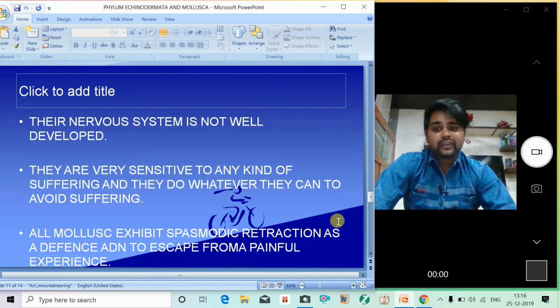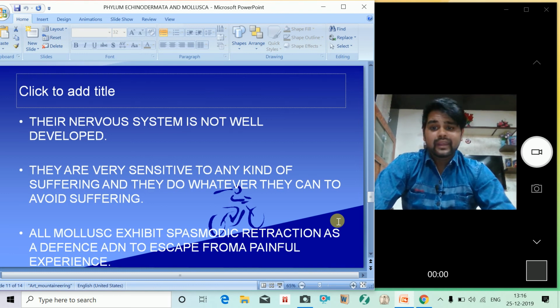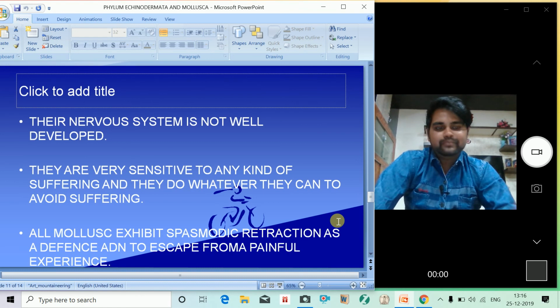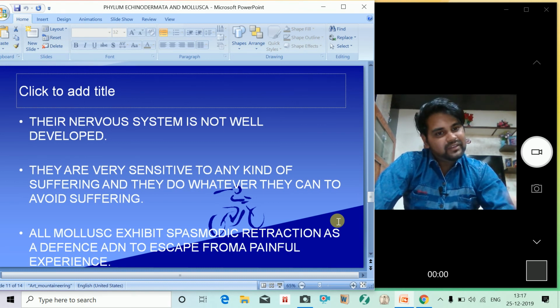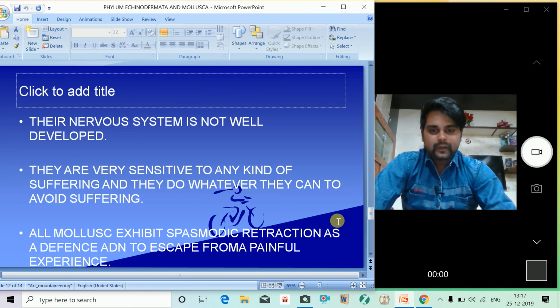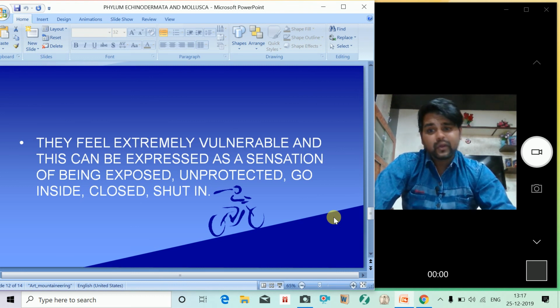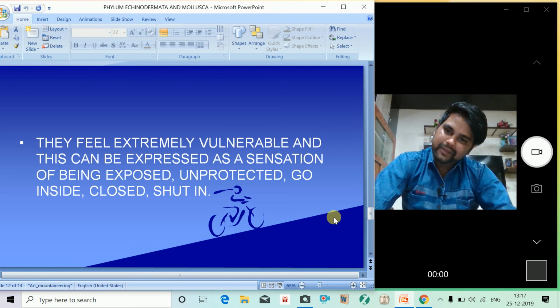All mollusks exhibit spasmodic retraction as a defense and to escape from painful experience. They have spasmodic retraction to protect themselves. That is how they survive. This is the main strategy of their survival. So they feel extremely vulnerable, and this can be expressed as the sensation of being exposed, unprotected, and going inside a closed and shut shell. This is the main feeling.